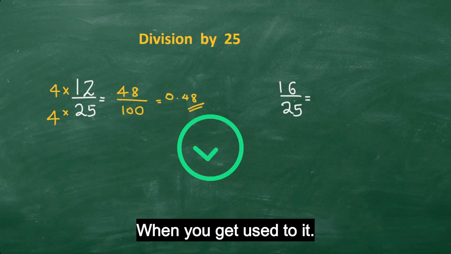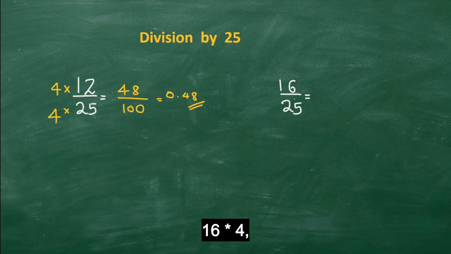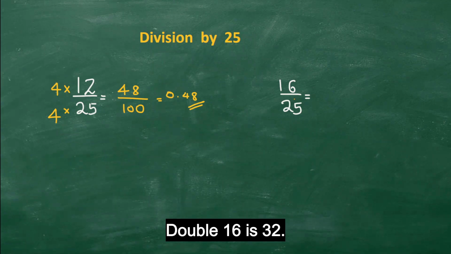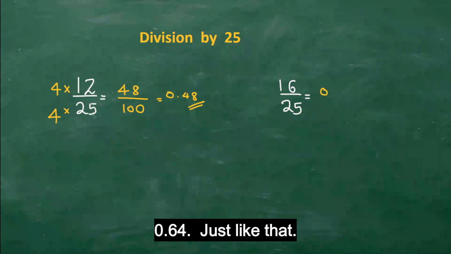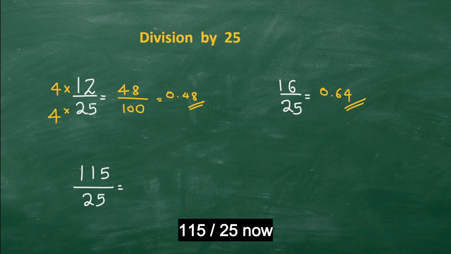When you get used to it, guys, you can do this in your head. So let's do this one. 16 times 4. So double and double again. Double 16 is 32. Double 32 is 64. 64 divided by 100 is what? 0.64. Just like that.